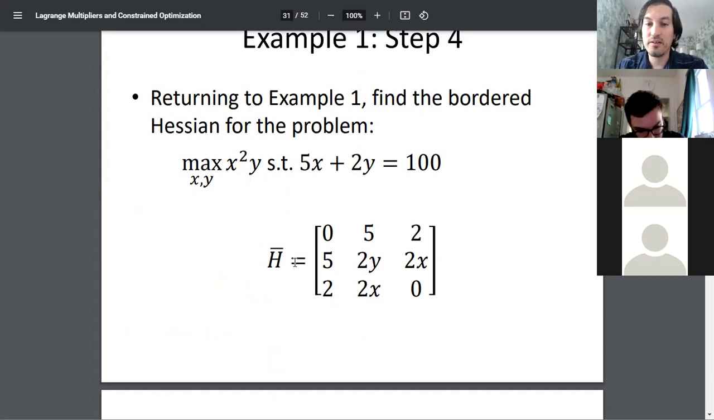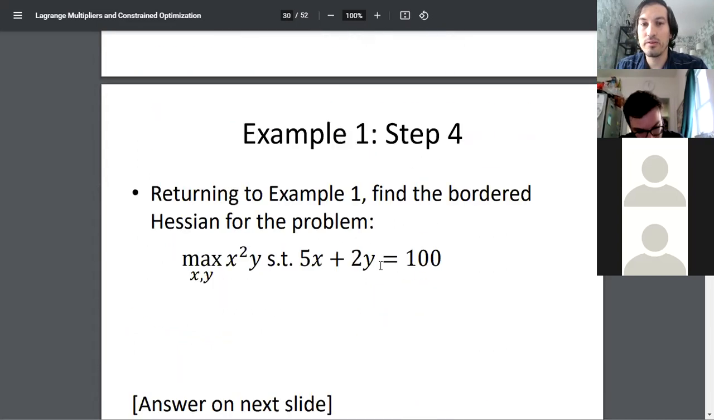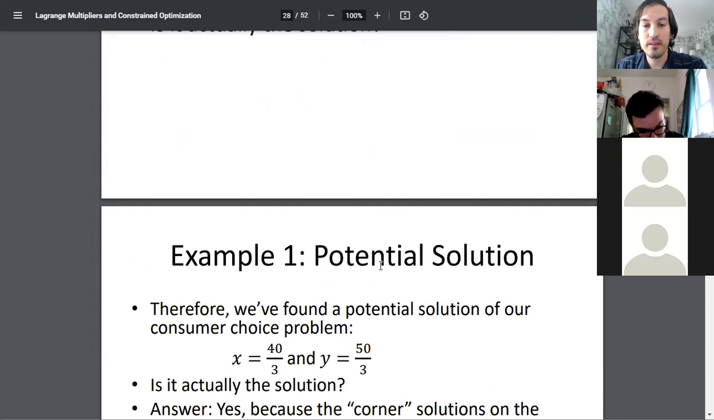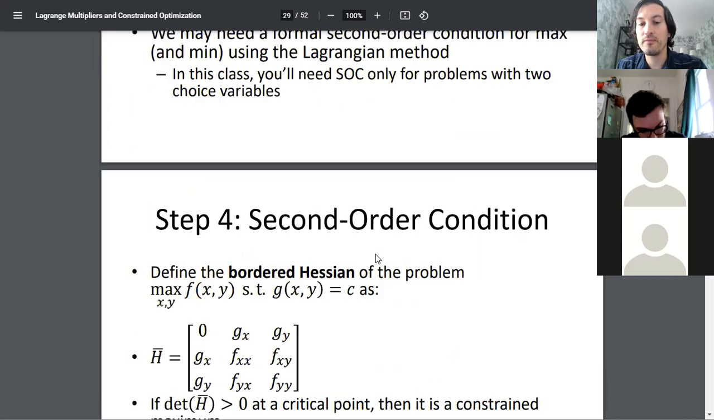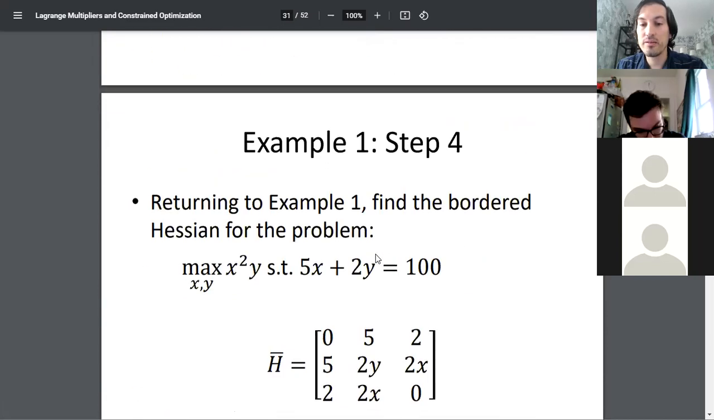To go the distance here though, we need to plug in what x and y are, and I already forgot what they were. There's something like 40 thirds and 50 thirds. Was that it? Yeah, x equals 40 thirds, y equals 50 thirds. So that's what we need to do.